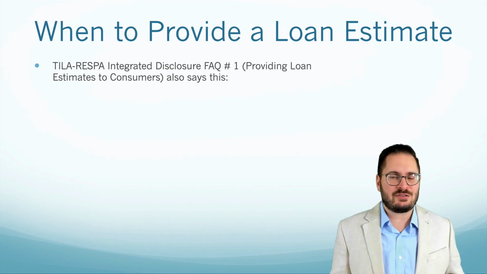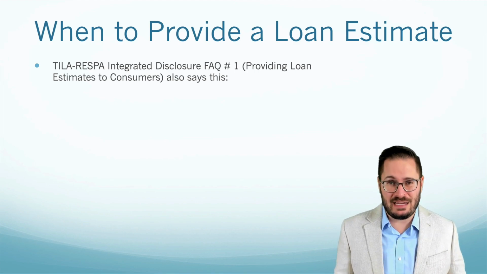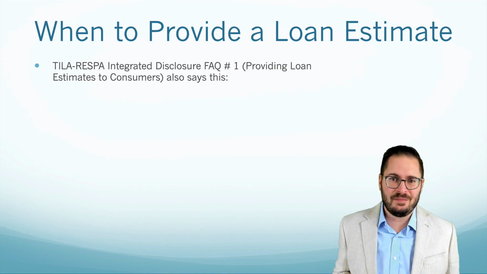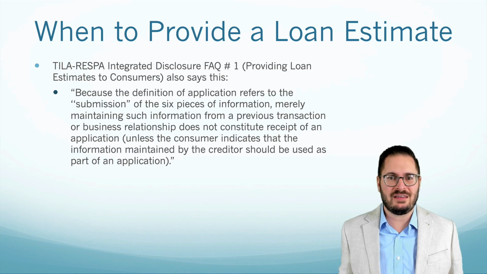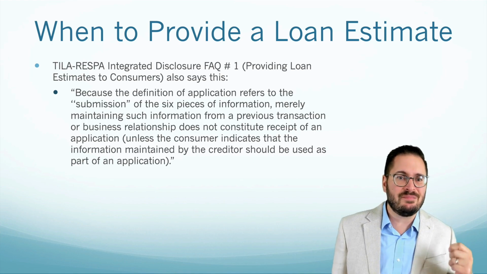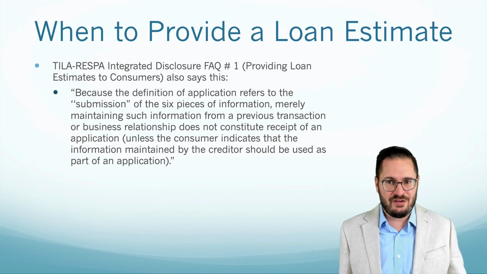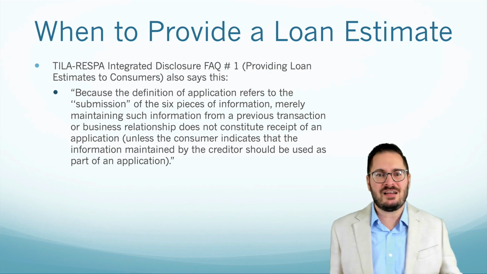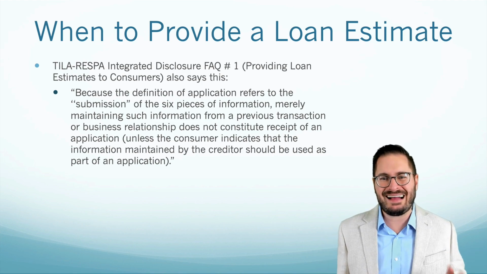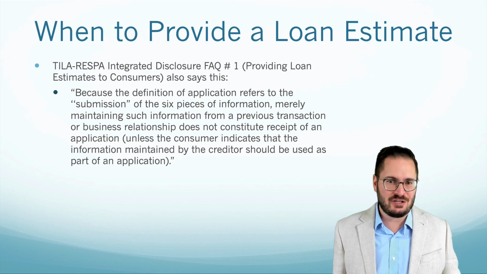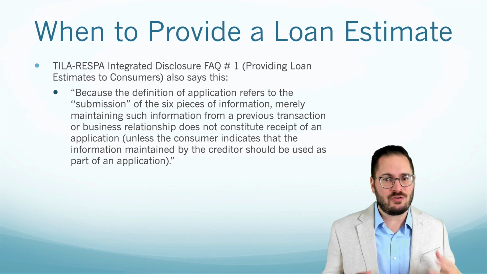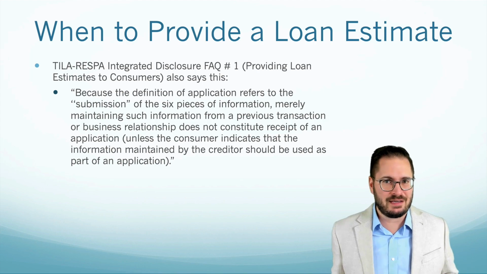Now, the frequently asked question provides a little bit of additional explanation for us. So let's take a look at those and let's see what is said here. Frequently asked question number 1 says this. It says, because the definition of application refers to the submission of the 6 pieces of information, merely maintaining such information from a previous transaction or business relationship does not constitute receipt of an application, unless the consumer indicates that the information maintained by the creditor should be used as part of an application.